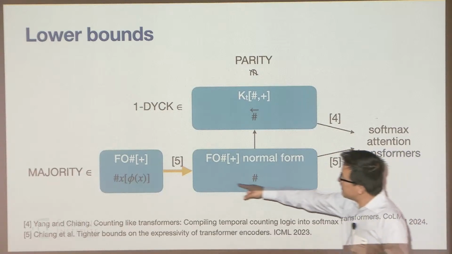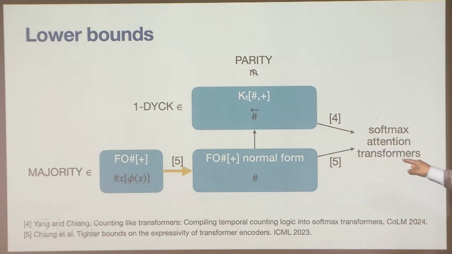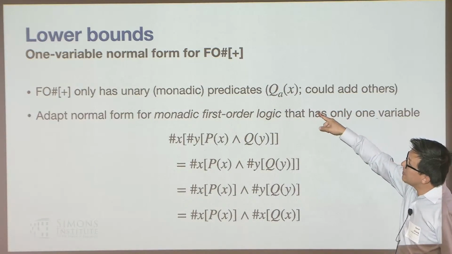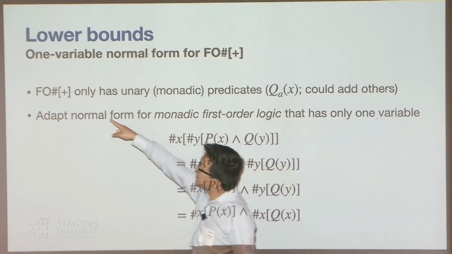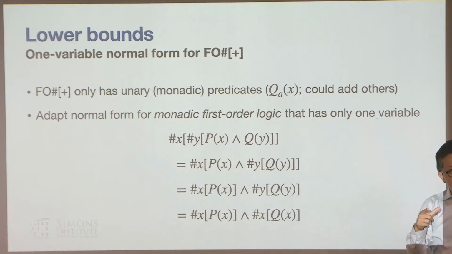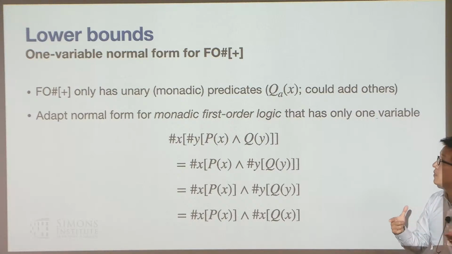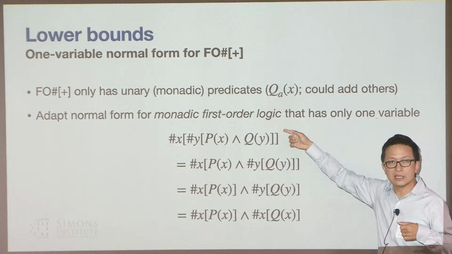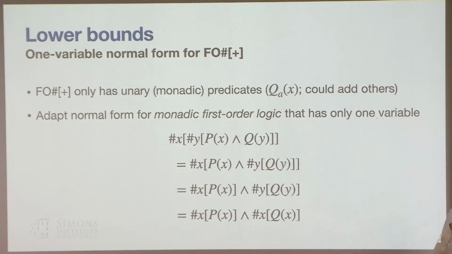Okay, so let me talk briefly about this arrow, and then I'll briefly talk about this arrow. Okay, so if we're given a formula in this FO sharp plus, then all of the predicates in this logic are unary predicates. They're all monadic predicates. And so there's a relationship between this logic and something called monadic first order logic. Monadic first order logic has a very simple form, and there's an old result that says that you can put it into this normal form that only uses one variable.